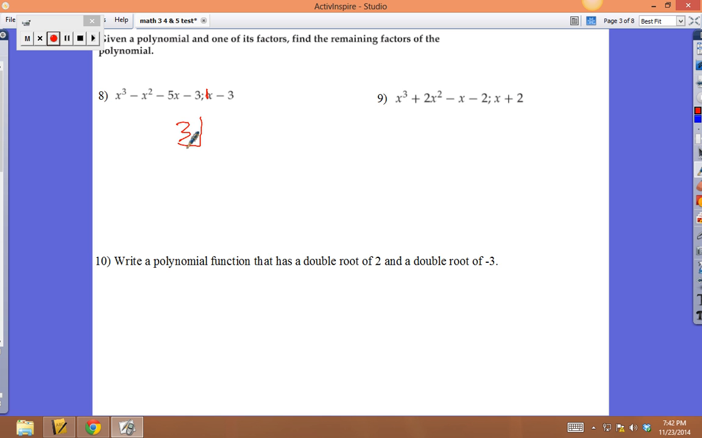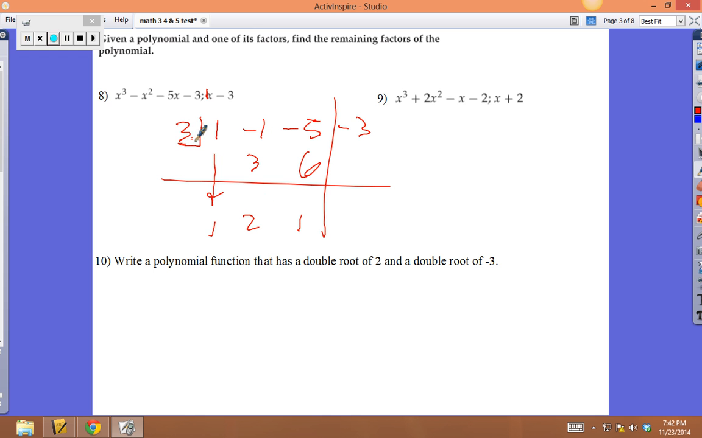So I'm going to put a 3 there, a 1, a negative 1, a negative 5, a negative 3. That's going to be my remainder. Bring that down, times it, add it, times it, add it, times it, add it, and we got 1, 2, 1.